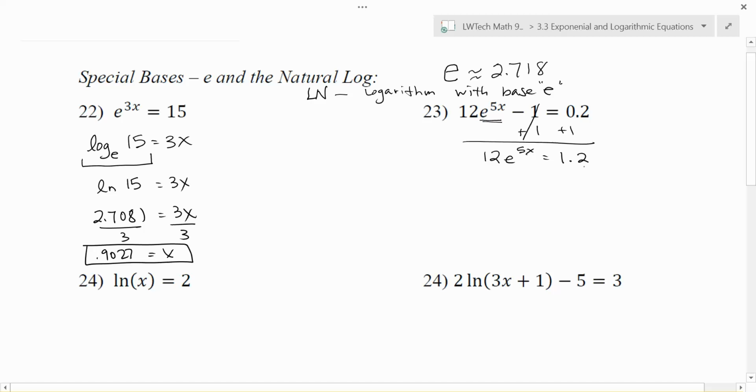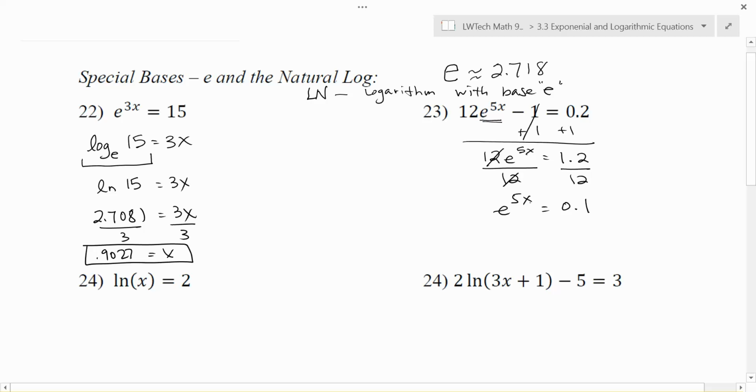Now if I want to finish solving the problem, again, x is in the power, e is the base, not the 12, so I'm going to divide by 12 on each side next. On the left, the 12's cancel and leave me with e to the 5x. On the right, I do 1.2 divided by 12, which is 0.1. All right, so far so good. X is still in the exponent.